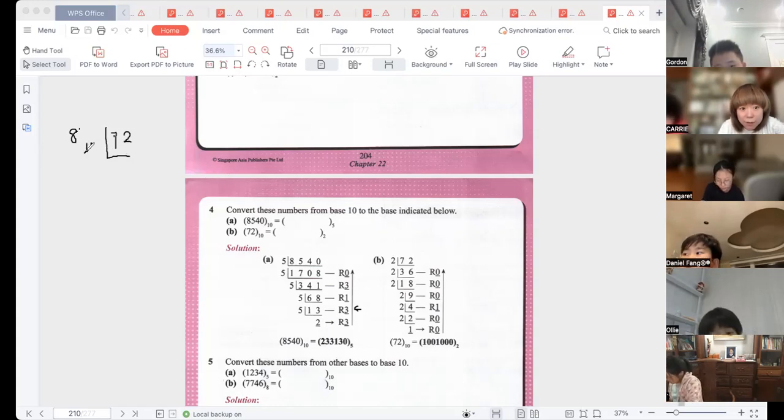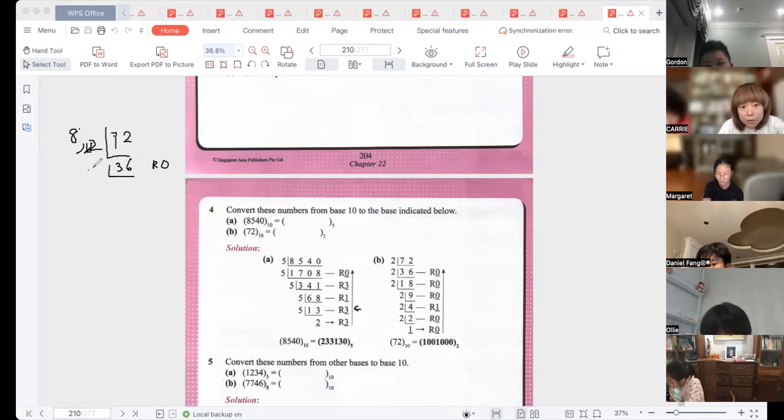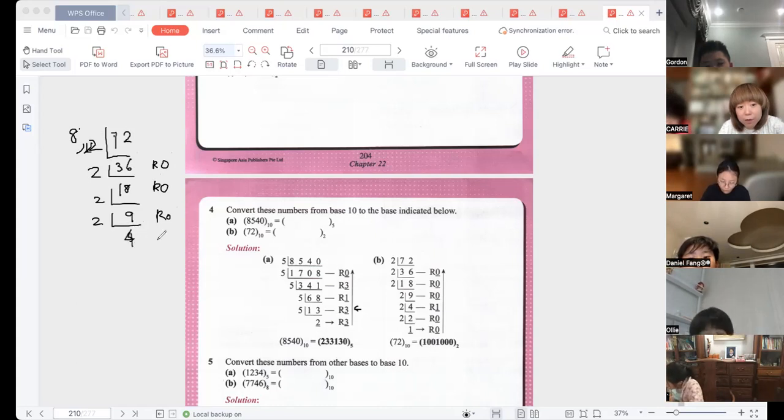Divided by 2, correct? So 72 divided by 2 equals 36 and remainder 0. Okay, so 36 divided by 2 equals 18 and remainder 0. And 18 divided by 2 equals 9 and remainder 0. And 9 divided by 2 equals 4 and remainder what? 1. Okay, 4 divided by 2 equals 2 and the remainder 0.